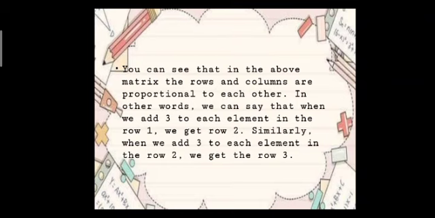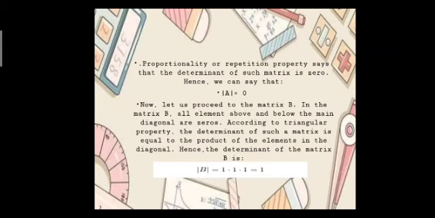In other words, when we add 3 to each element in row 1, we get row 2. Similarly, when we add 3 to each element in row 2, we get row 3. So the proportionality or repetition property says that the determinant of the matrix is 0. Hence, we can say that the absolute value of A is equal to 0.